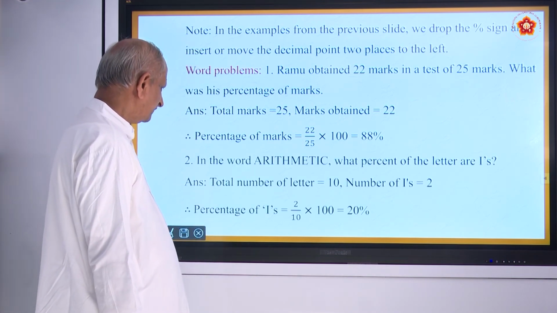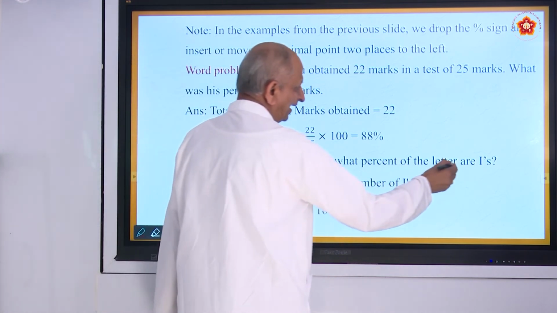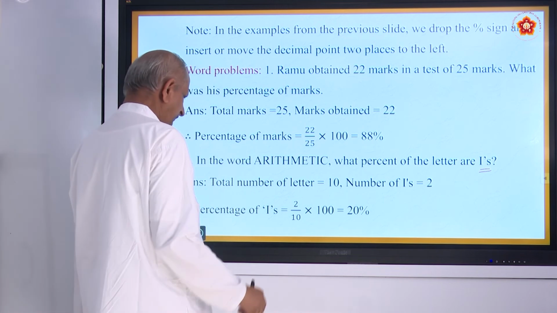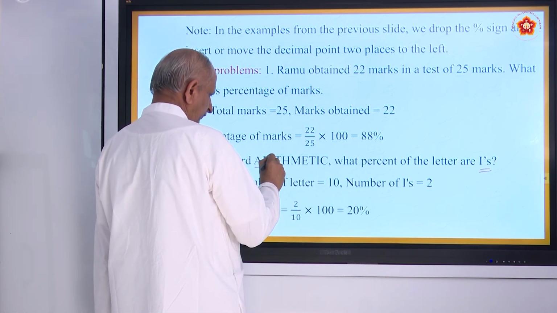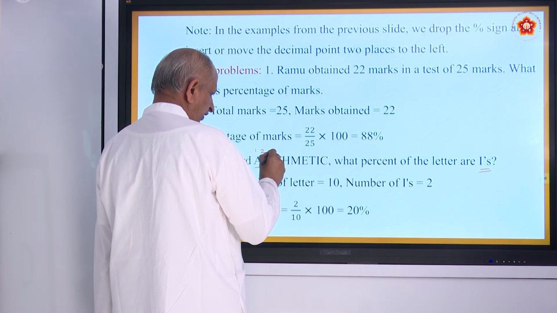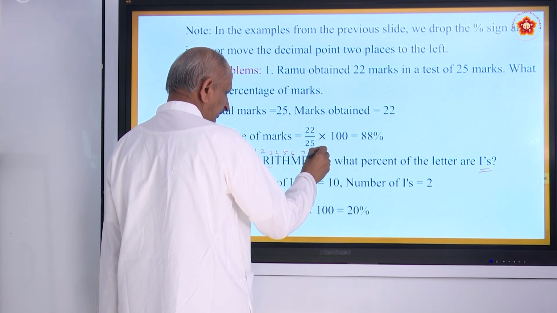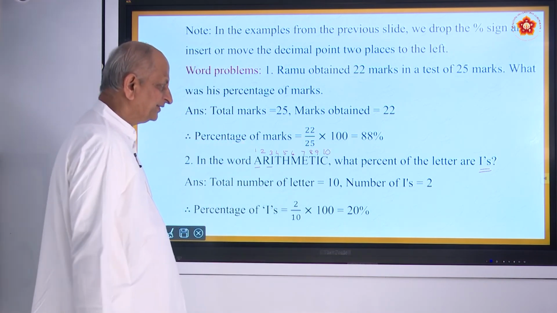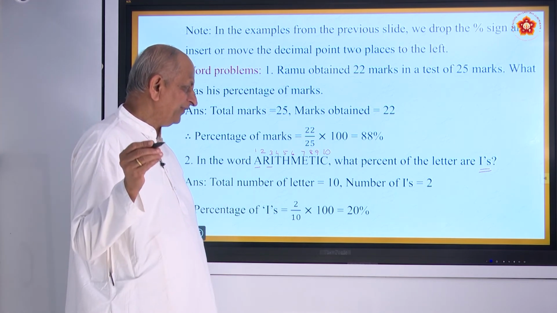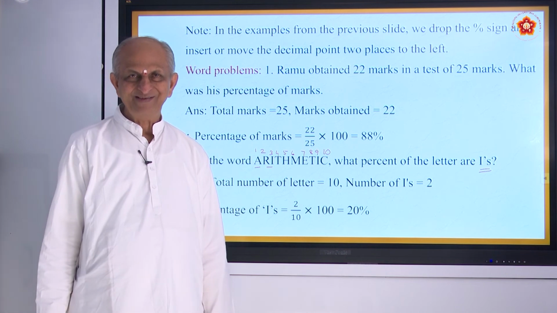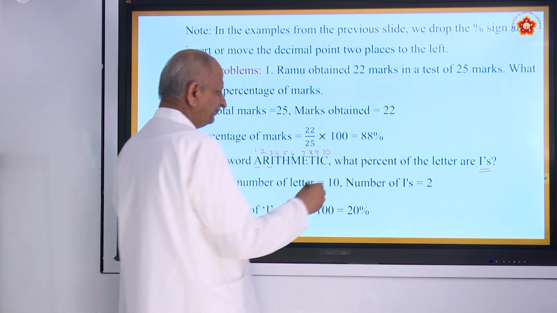And now one more question. In the word arithmetic, what is the percent of the letter I? So total number of letters is 10 here. You have to count it. 1, 2, 3, 4, 5, 6, 7, 8, 9, 10. But count how many letters are there. The question is, what is the percentage of I? What is I called? Anybody? Yes, I is called a vowel. Can you name the vowels?